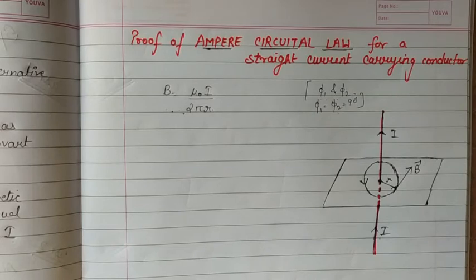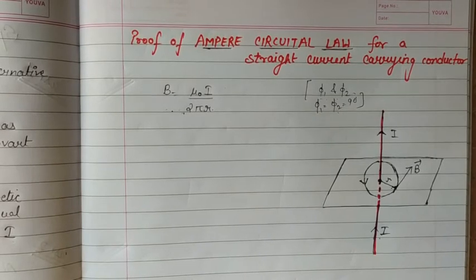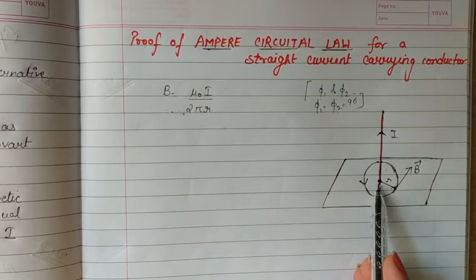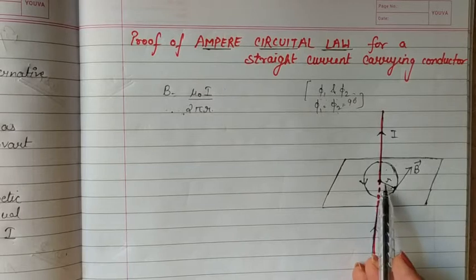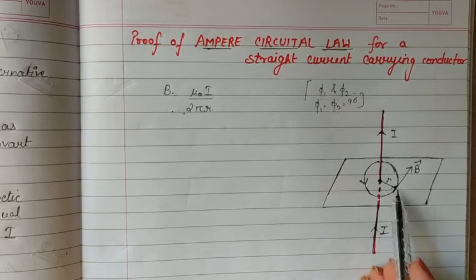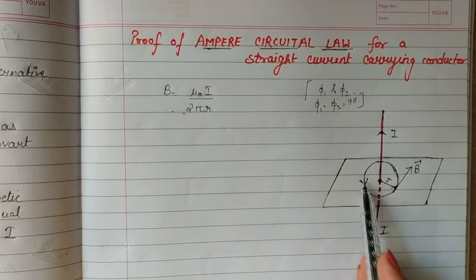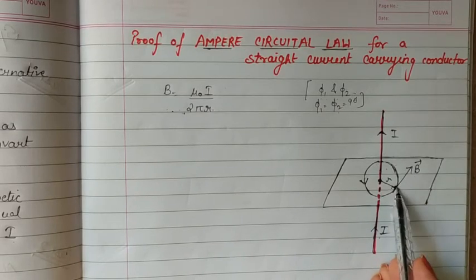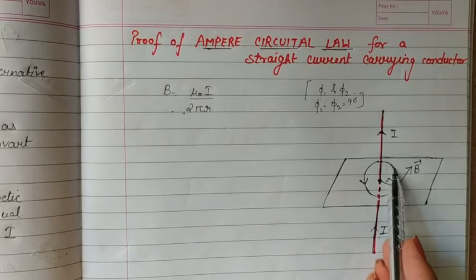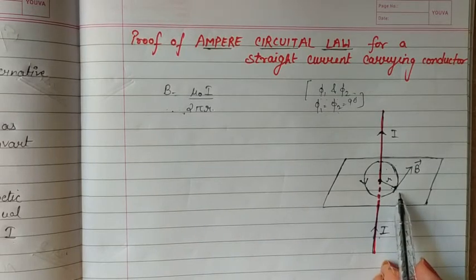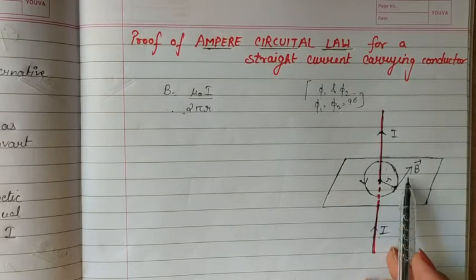Now, the field B vector is directed along the circumference of the circle of radius r with the wire at its center, right? And the magnitude of the field B vector is the same for all the points on the circle. If we take any point on this circle of radius r, then the distance will remain the same, r, so the magnitude of the field B will remain the same at all the points on this circle of radius r, and the direction of B vector is always directed along the tangent across the circumference of the circle.